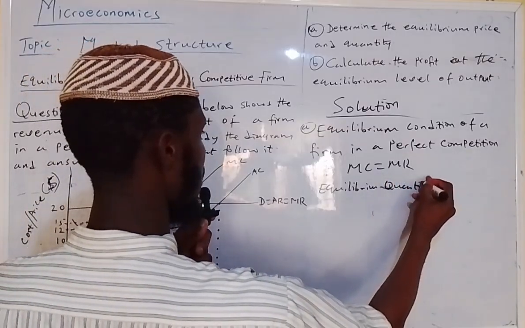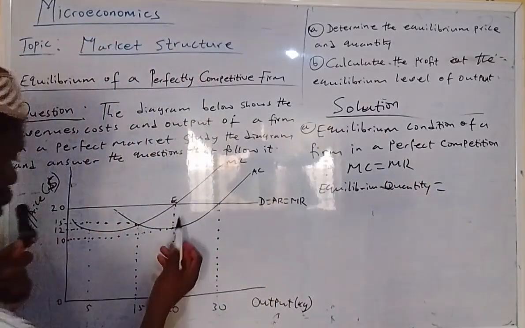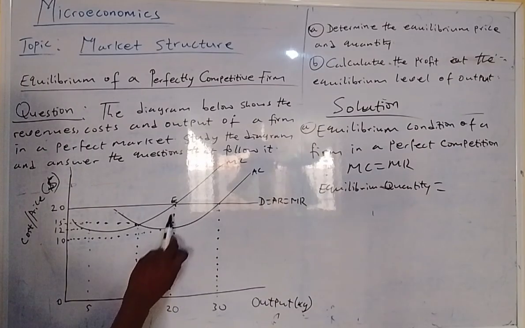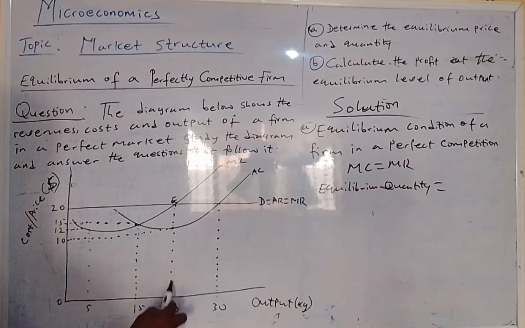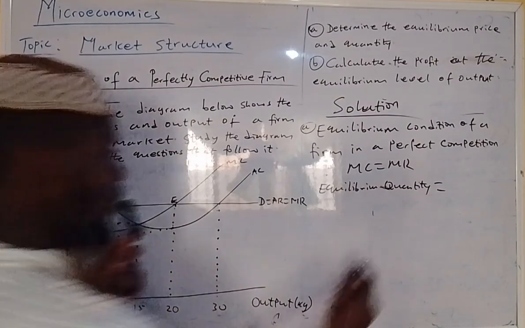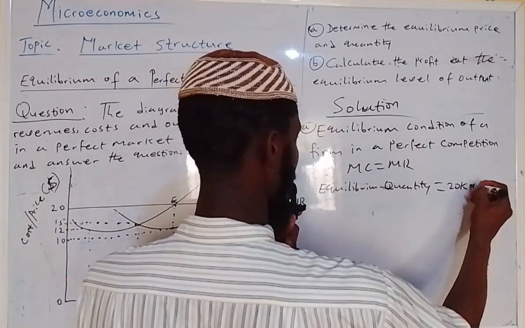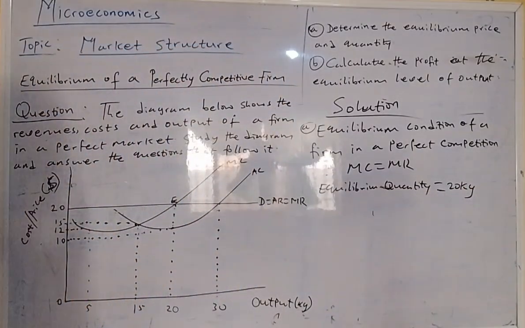So in other words, the equilibrium quantity will be equal to the corresponding output level. Look at this, if I trace it down, I have 20. So this 20 kg is the equilibrium level of output, that is, the equilibrium quantity.